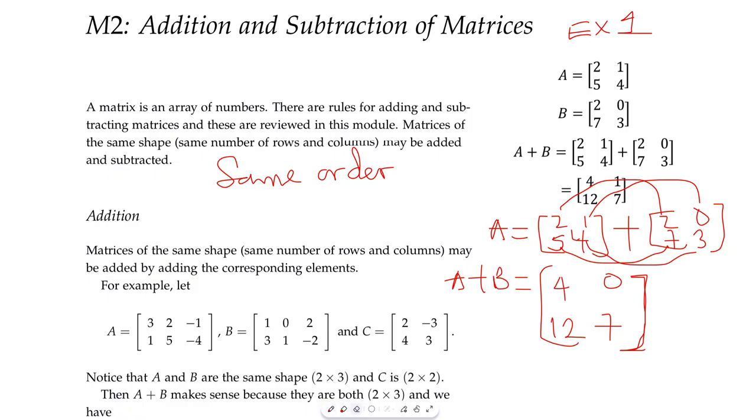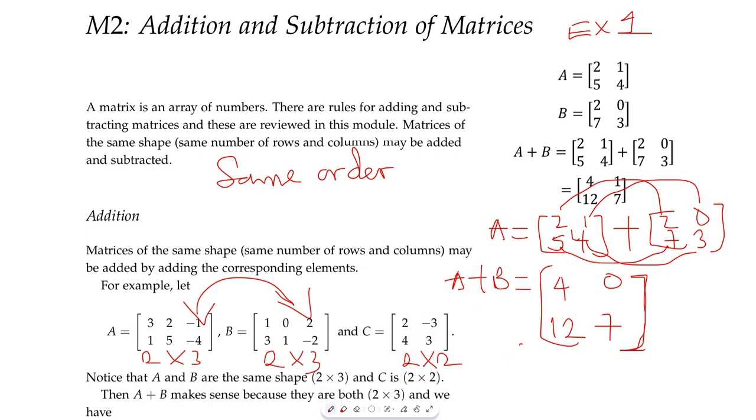We have A, which is a 2 by 3 matrix. This is also another 2 by 3 matrix. That means A and B can be added. Very possible. But look at C. C is 2 by 2. So that means I cannot do A plus C, and I cannot do B plus C or B minus C. Why? Because C is of another dimension. So the dimension is very, very important.